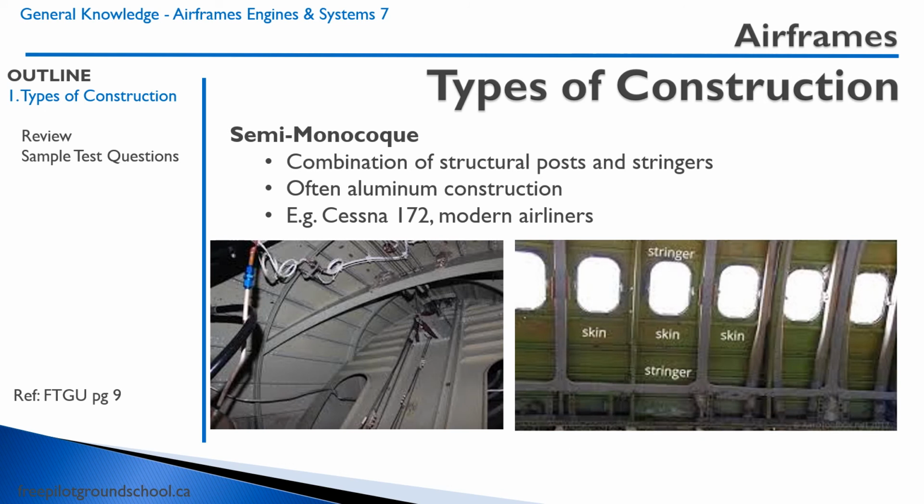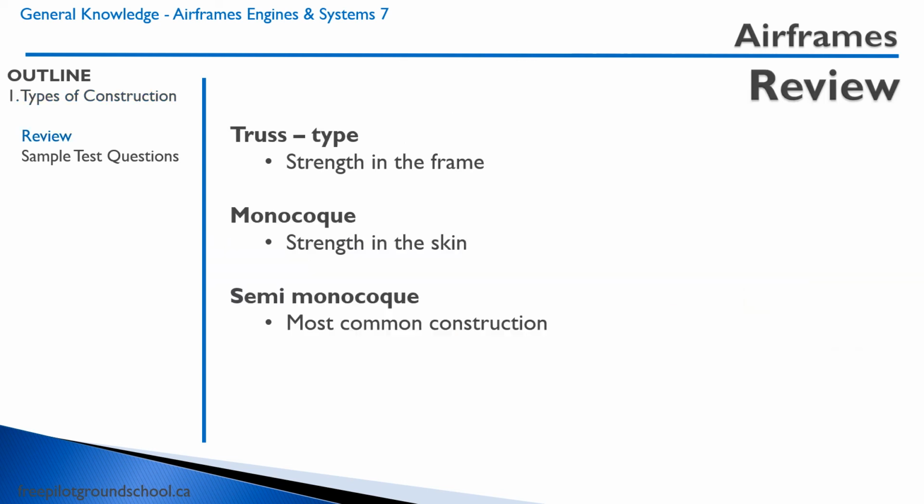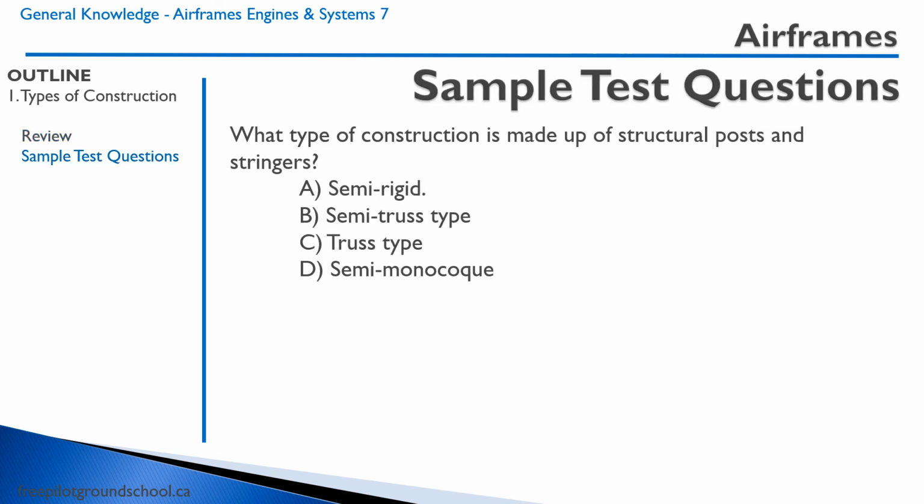Here are some pictures of how this construction technique looks in a modern airliner. You can see a series of bulkheads, kind of hoops, stringers that go in between, and then the skin on the outside. Three types of airframe construction: the truss type, where the strength is in the frame, the monocoque, where the strength is in the skin, and a semi-monocoque, which is a combination of the two, and it's the most common construction in modern aircraft. A quick quiz question: what type of construction is made up of structural posts and stringers?